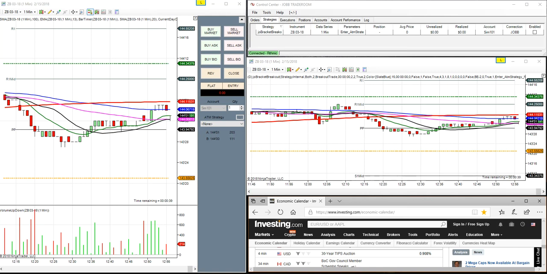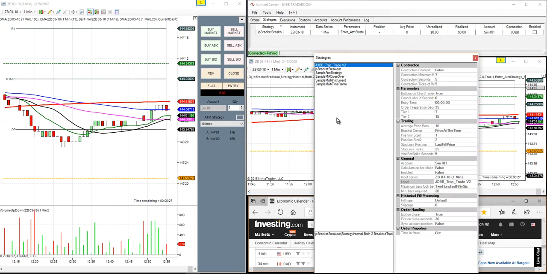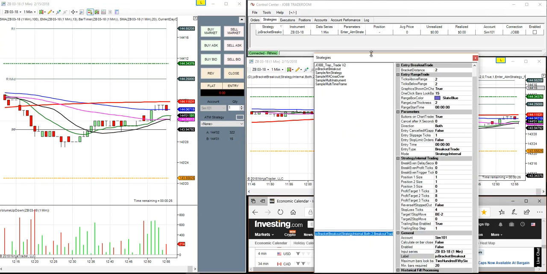And on a tip from one of our members, Colin, I decided to test the 30-year TIPS auction. It takes place in 4 minutes. It's a 1 p.m. auction. And we're going to do it like we do the bond auction. We're going to set the strategy up the same way.